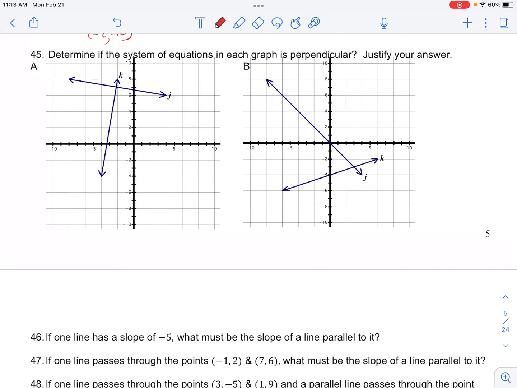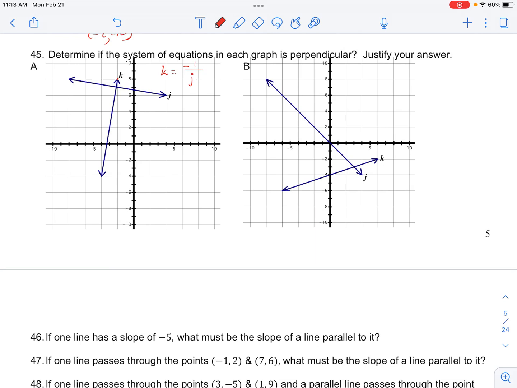Number 45 in your classwork for analytic geometry asks us to find if the system of equations is perpendicular. So we're going to need to look at the slope of the lines. The way we determine that two lines are perpendicular is if their slopes are opposite reciprocals of each other. So let's say that my slope for k, which I'll call k, is equal to -1 over the slope of j, which I'll call j here.